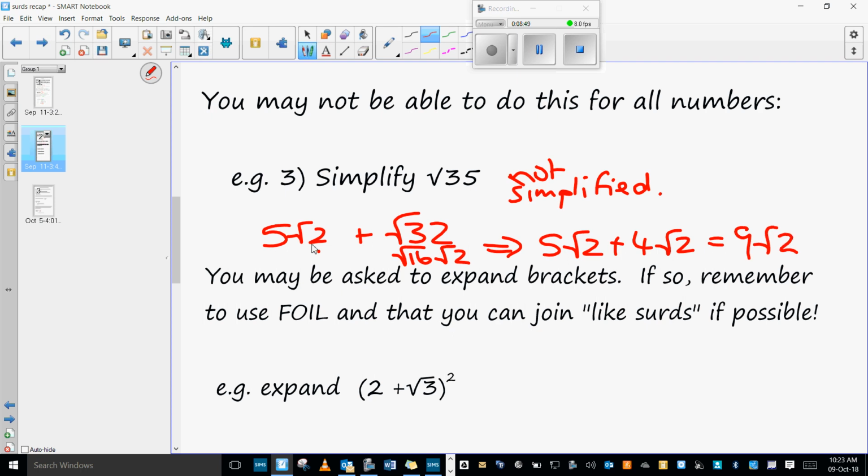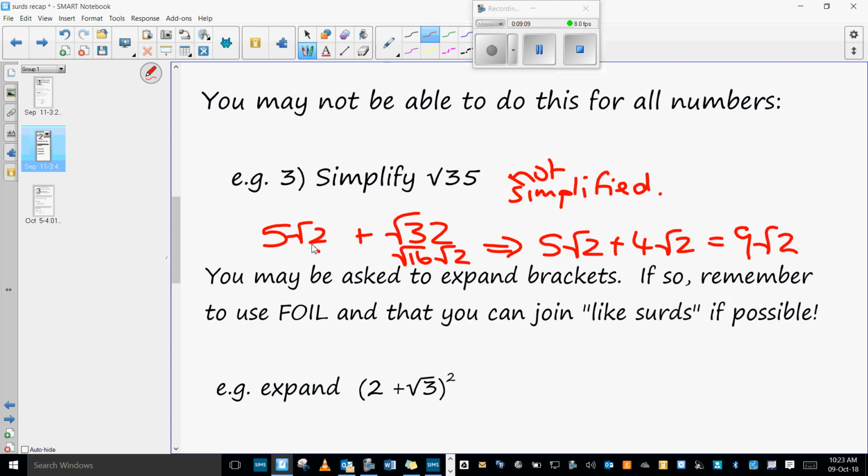So that's the kind of thing where those two kinds of questions combine, in that they've written them in a different format, but we're able to use this method to change our question and enable us to add like terms. Okay?